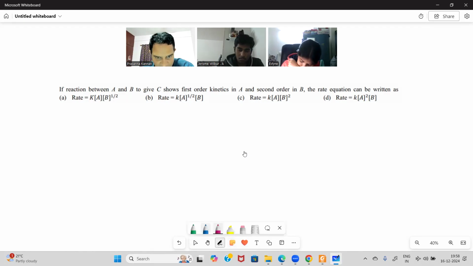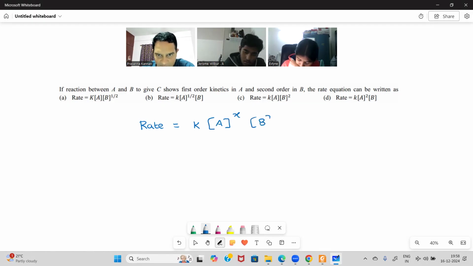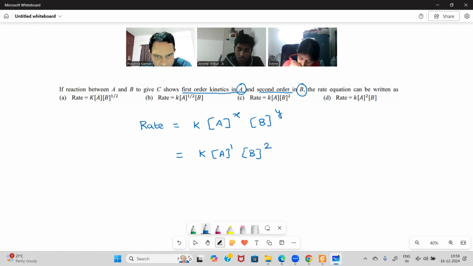Straightforward. Within a second, you can answer this. So rate of a chemical reaction is rate constant into A power X, B power Y, correct? Very clearly given to you. It shows first order kinetics in A. That means X value is 1. And second order kinetics in B. Therefore, the correct rate equation will be the third option, K[A][B] square.